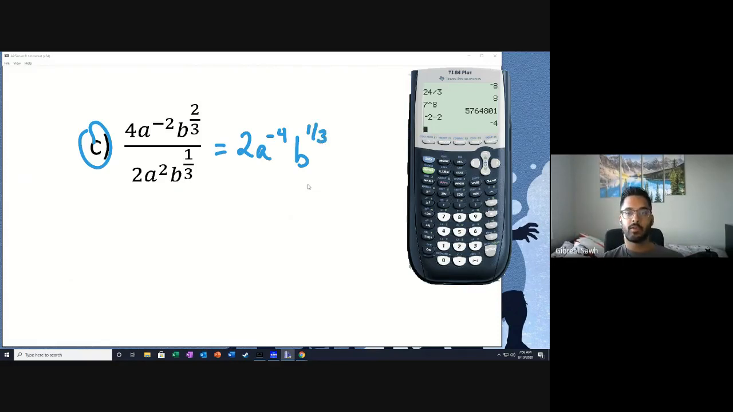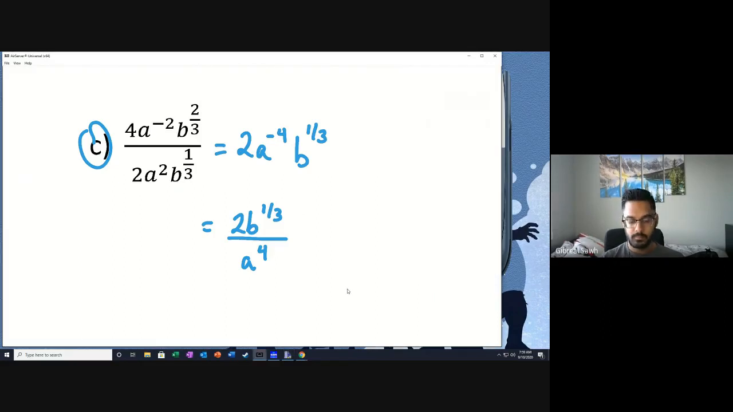Okay, now we got to make sure we have positive exponents. So the only one that's the issue is this a. So what we can do is leave everything else alone and then create our denominator with a to the power of 4, positive 4. Now we're done. I don't need to worry about this rational exponent right now. In our next lesson, or maybe 2 lessons from now, we'll talk about radicals and root signs and their relationship with exponents. So for now, this is perfectly okay.